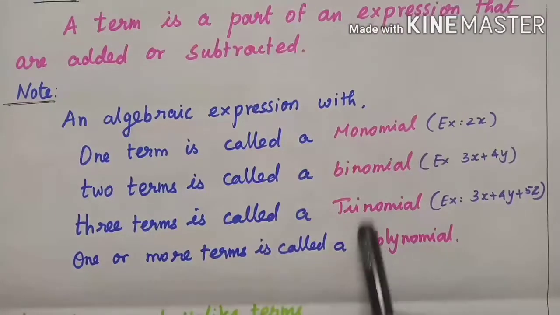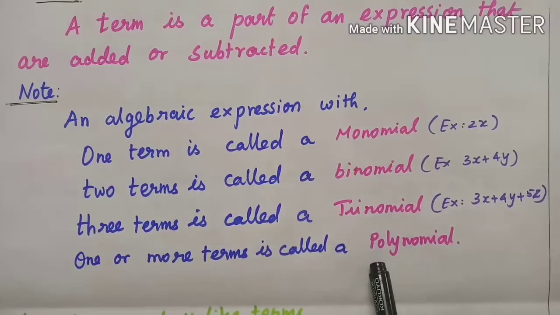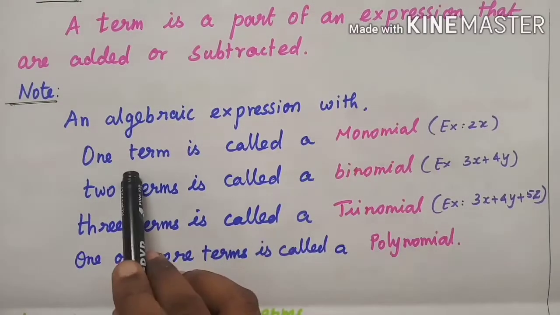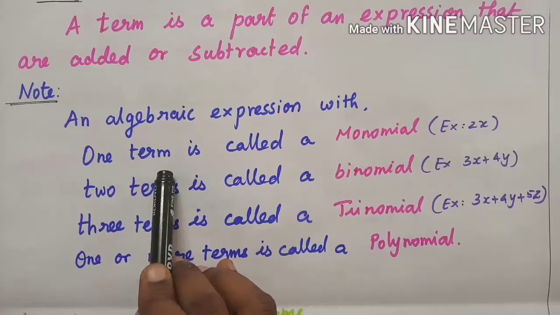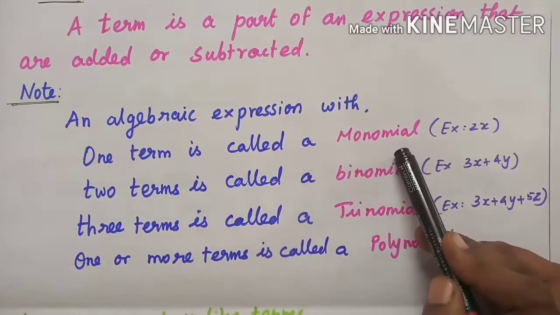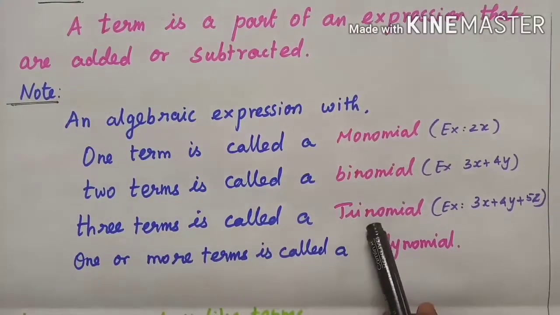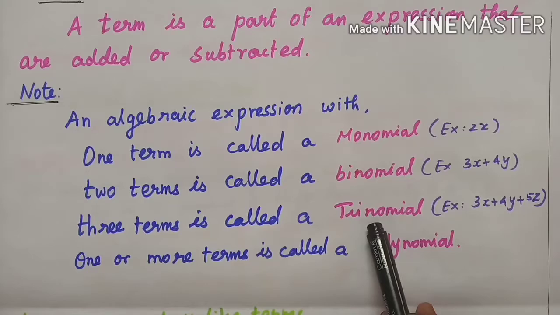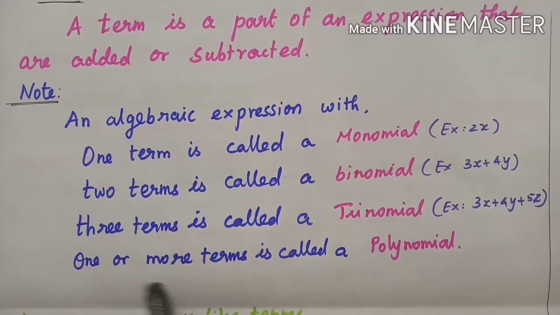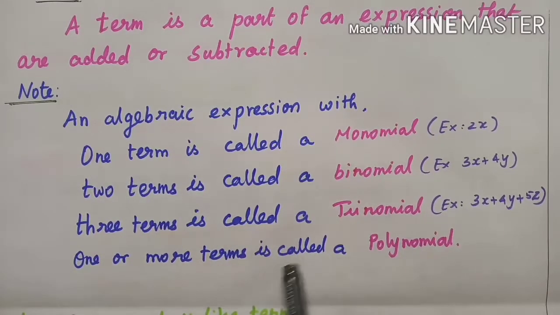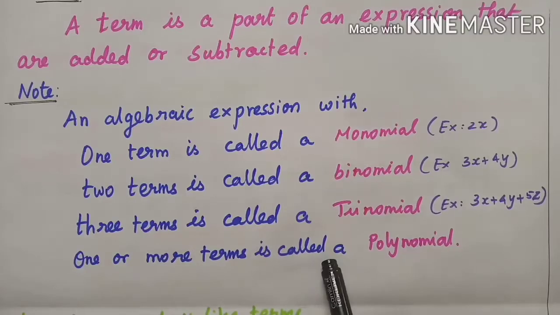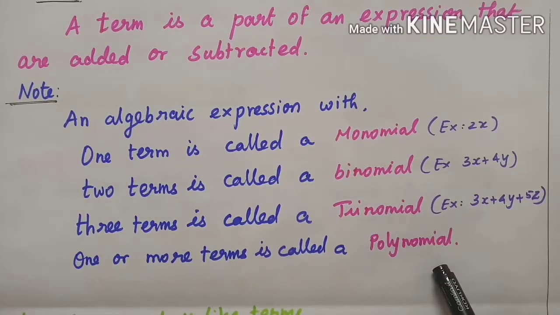Specifically, if they ask what the name is of an expression that contains one term, we can say monomial. Two terms, we can say binomial. Three terms, we can say trinomial, right? So the general name, when one or more terms are there in an expression, is polynomial, right?